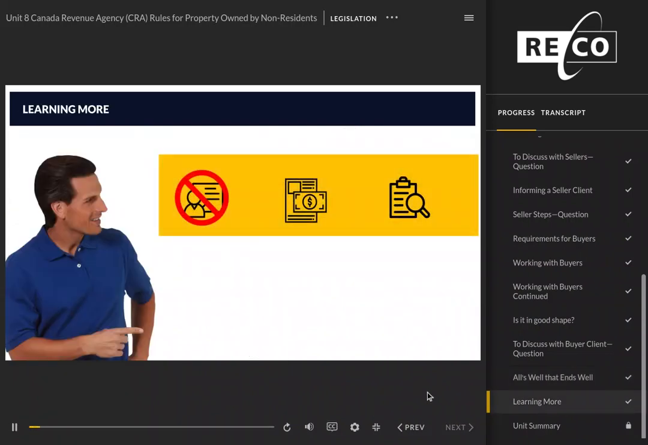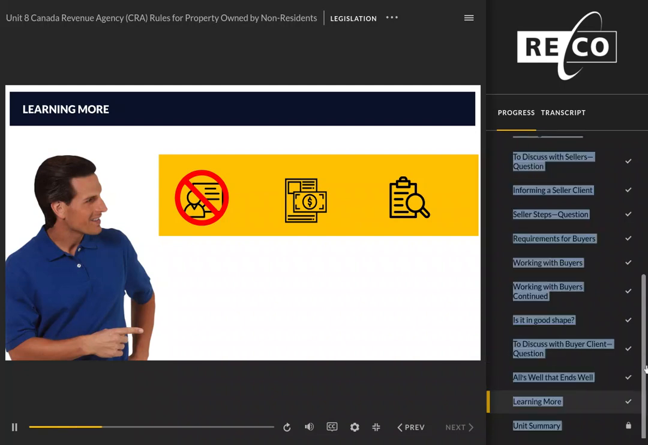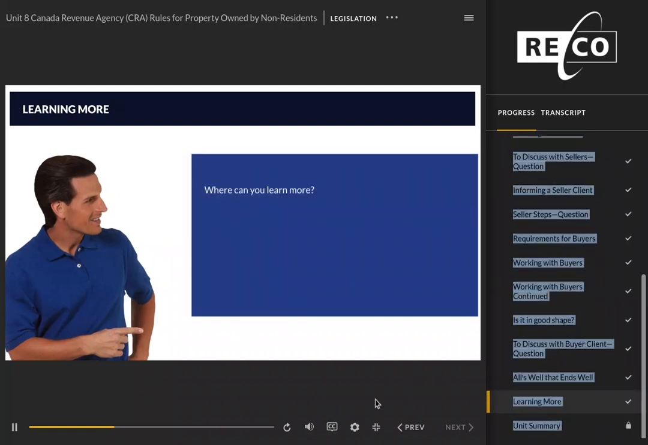We know you are not a tax expert and that this is only a quick overview of this one tax requirement. Still, you are more aware of this rule now and in a better position to support your clients, buyers, or sellers through these situations.